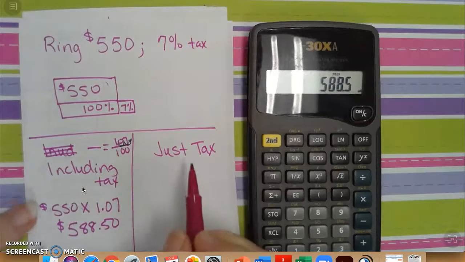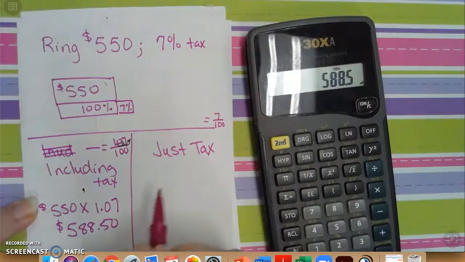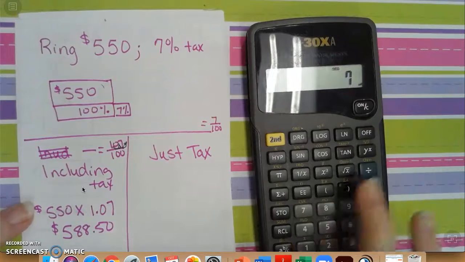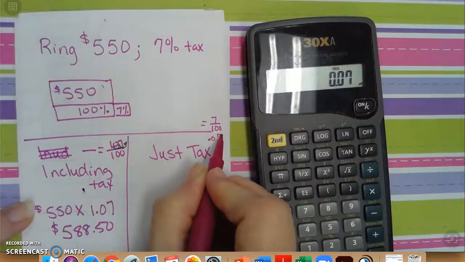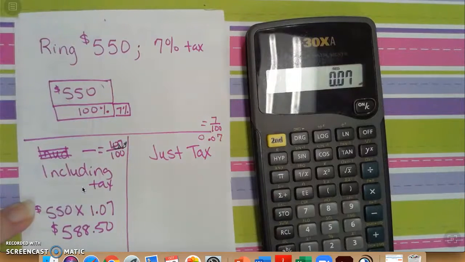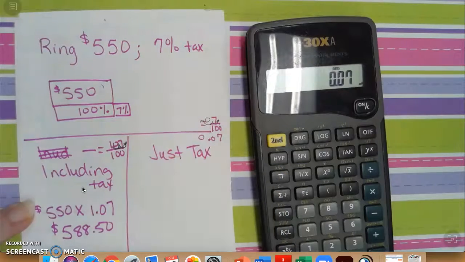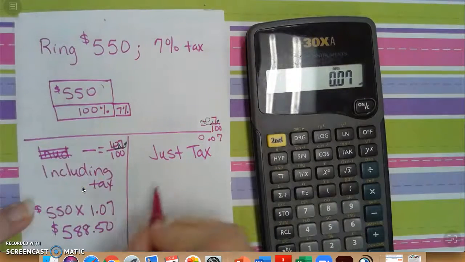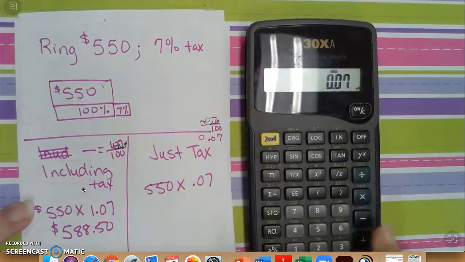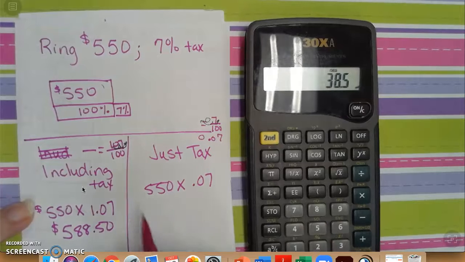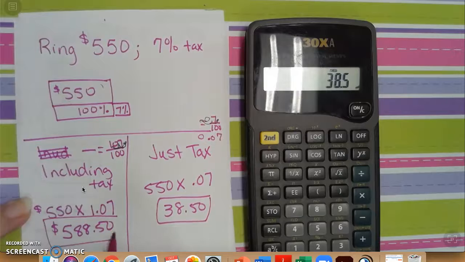So then for just tax, remember just tax, we put 7 over 100. So if you do 7 divided by 100, that's going to give you 0.07, or you could put a 0 here, either way. The same concept is moving that decimal back 2 times to the left, which is still 0.07. So if we take our 550 times that 0.07, that would be just tax, which gives us 38.50. So that tells us just tax, and that tells us the whole price.